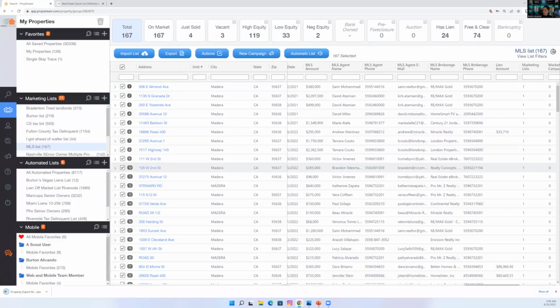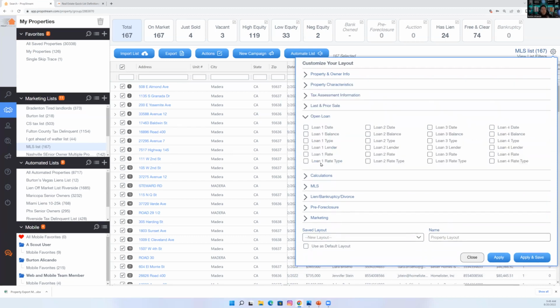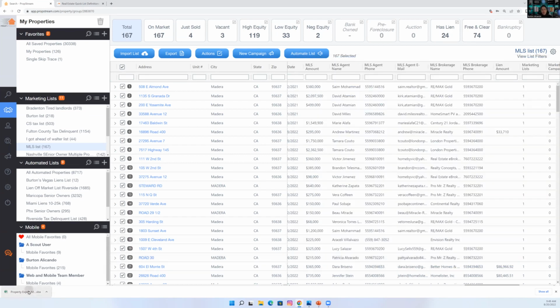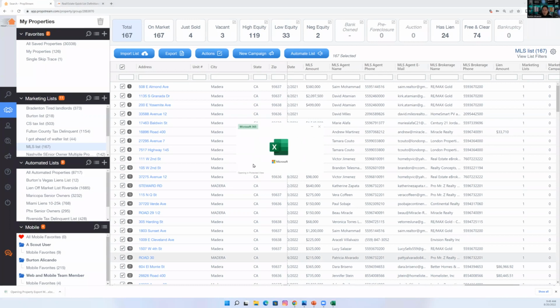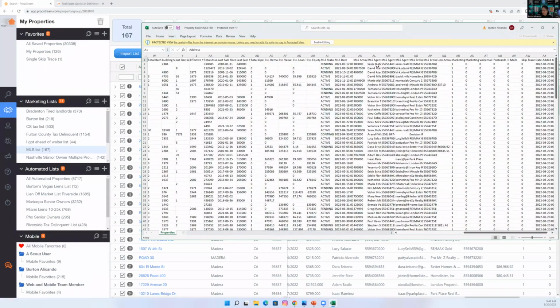Just make sure you hit this little gearbox right here, then go to MLS and check off what you want. If I wanted the loan information, let's say I did an adjustable rate mortgage search, I probably want the loan information on that export. So this is an area where you can customize your header. If you do it accordingly, you'll get your Excel sheet like I have here, and if you scroll, you'll have all the agent's information as we see here. Very cool. Great question. Really good question there.